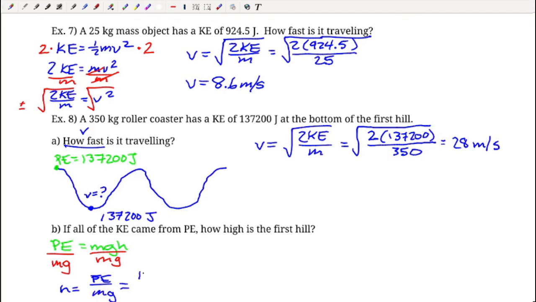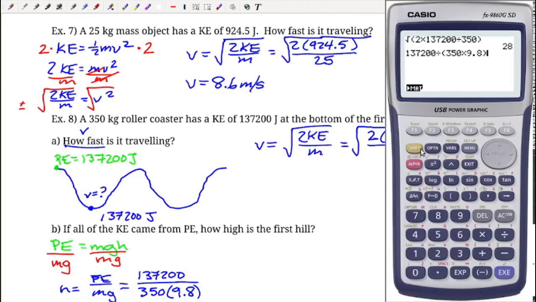So potential energy is the 137,200 that we had for kinetic energy in part A. The mass is still 350, and the acceleration due to gravity is 9.8. Pull out your calculator, see what you get.